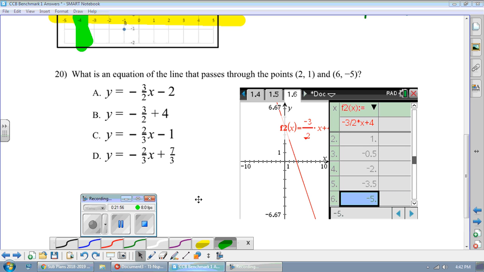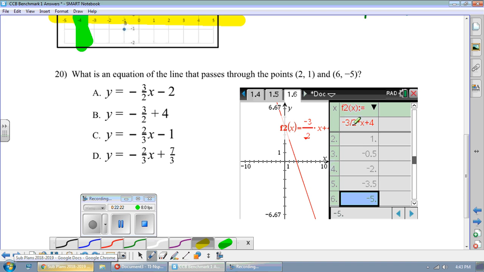What is an equation of the line that passes through the points (2, 1) and (6, -5)? Once we get into Unit 6, we're going to do some fancy things with the calculator, and the calculator could give us this in a different way, but right now the most straightforward way to do it would be to put each of these equations into the graph and see which line has the points (2, 1) and (6, -5).